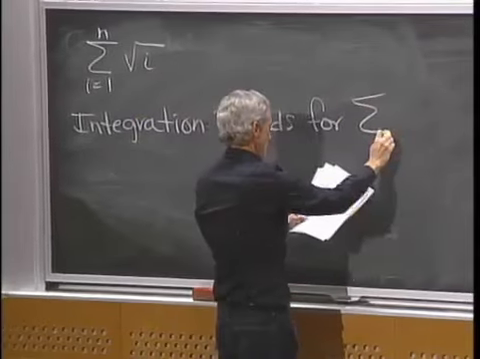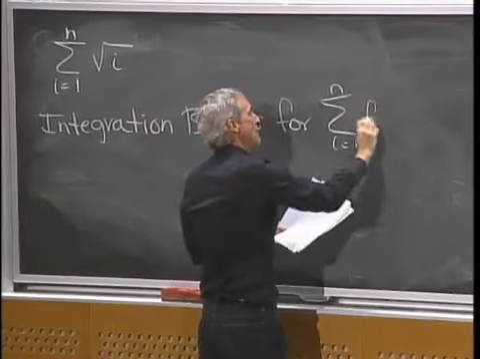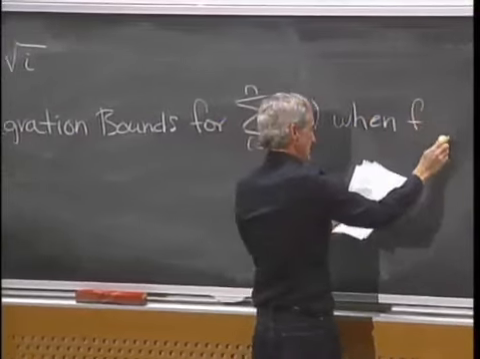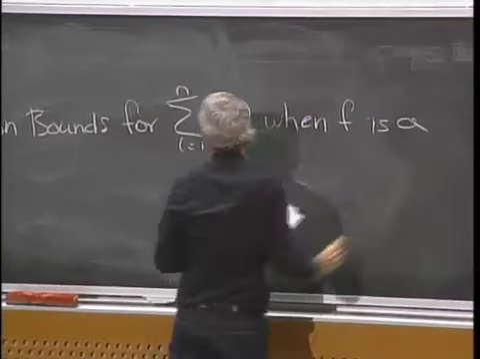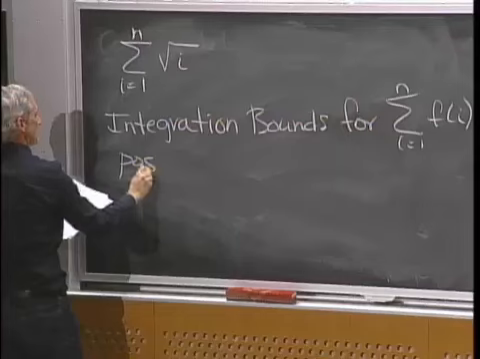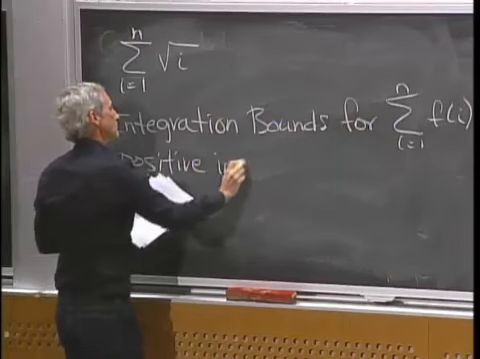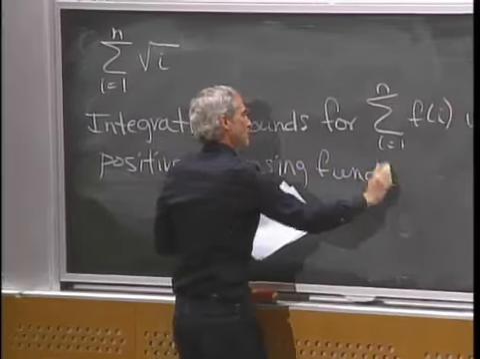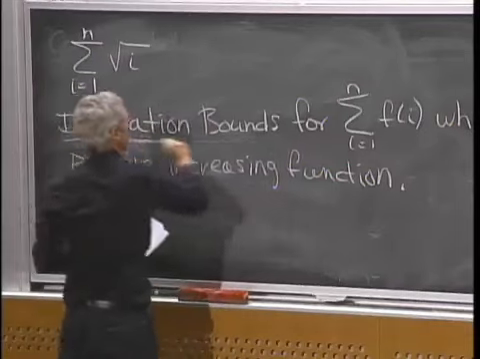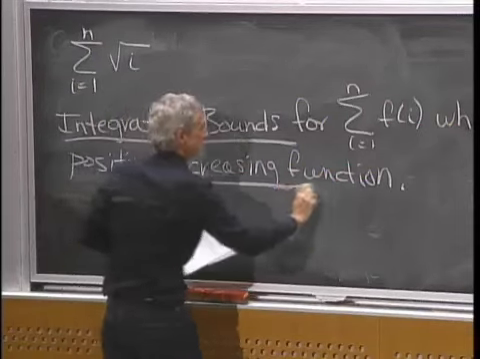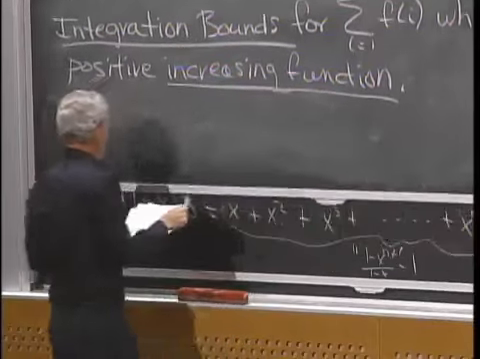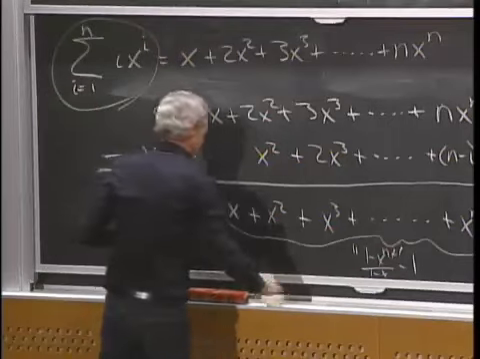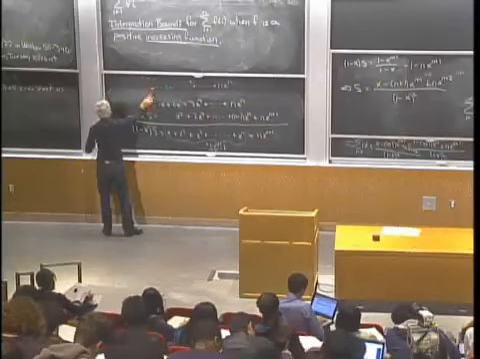And a general sum will look like this: the sum from I equals 1 to n of f of I. And the first case is when f is a positive increasing function, increasing in I. All right, integration bounds, and so we're increasing function. So let me draw a picture that'll hopefully make the bounds we're going to get pretty easy.